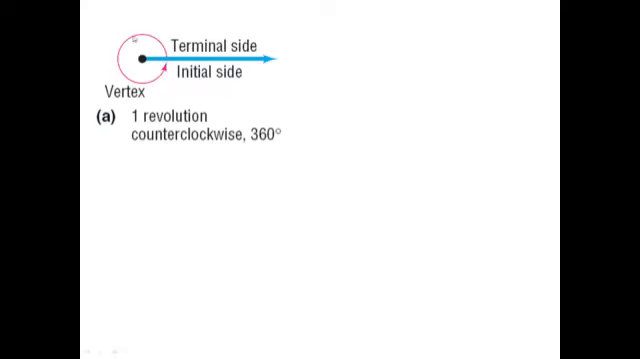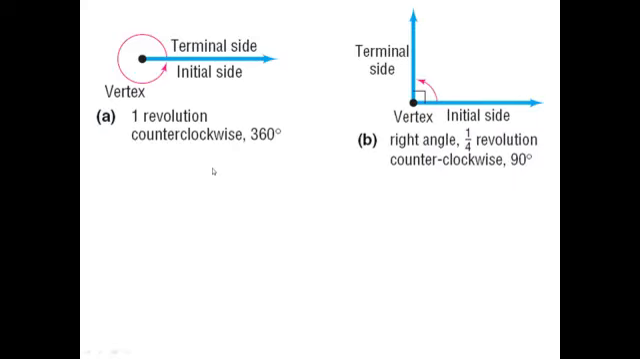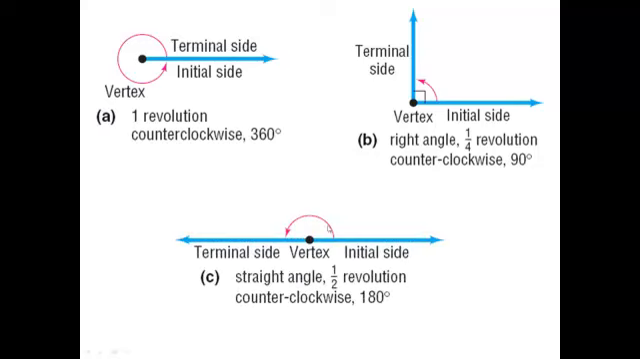When we go one whole revolution, we say that this is 360 degrees, and this is a positive angle because we go counterclockwise. The terminal side coincides with the initial side. Here we have 1/4 of a revolution, 90 degrees, and that's what we call a right angle. And here we have half a revolution, a straight angle, and the measure of this is 180 degrees. So here we have 360 degrees, 90 degrees, and 180 degrees.